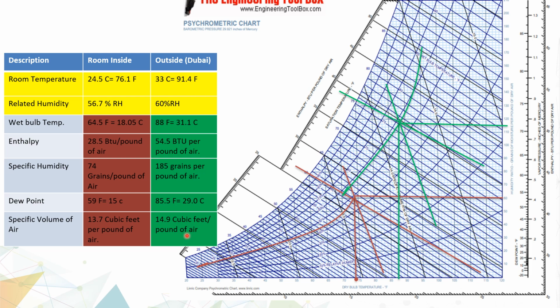So that is how you can check the psychrometric chart to know the properties of air, because the psychrometric chart is a graphical representation of the physical and thermal properties of moist air.